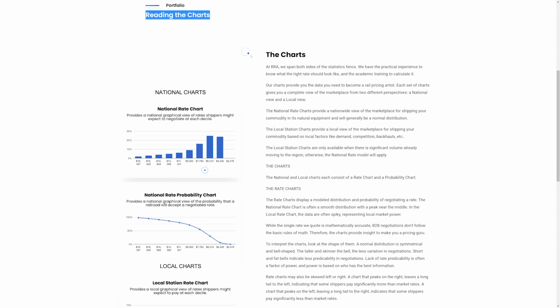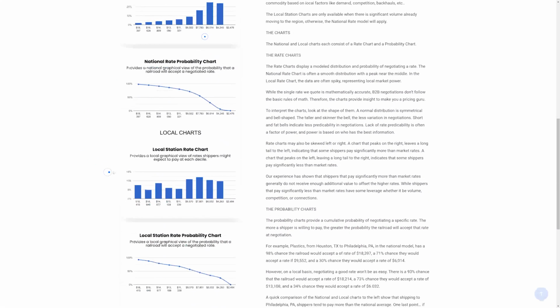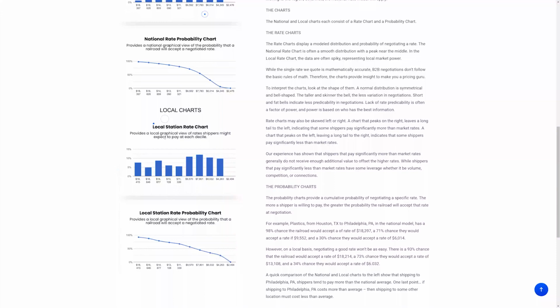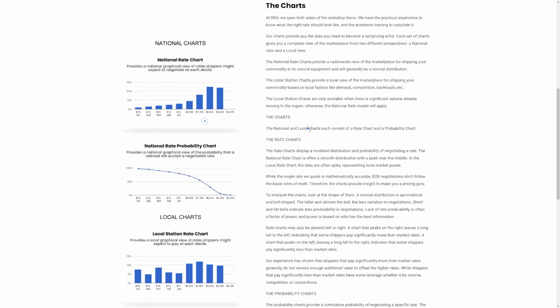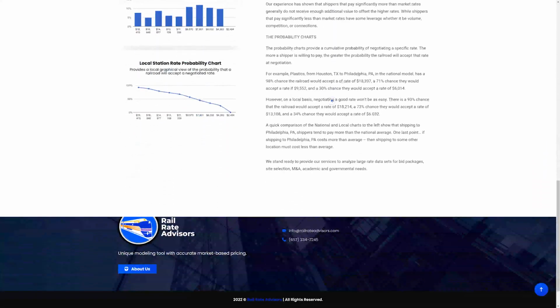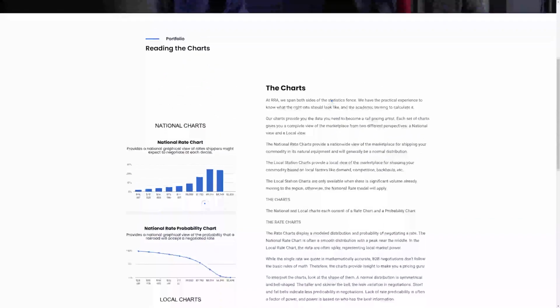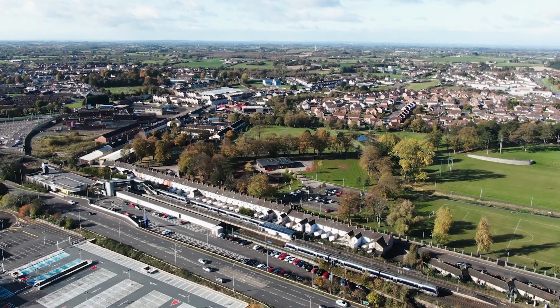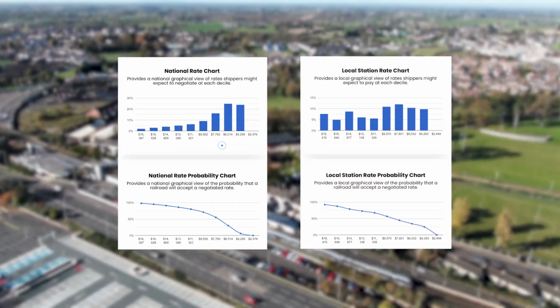Our website is the only one that gives actual historical rail freight rates along with probabilities that a shipper may actually be able to negotiate that rate. This allows shippers to know where their negotiated rates compare to the rest of the marketplace. And the real magic of our website is the national rate chart and the local station rate chart.